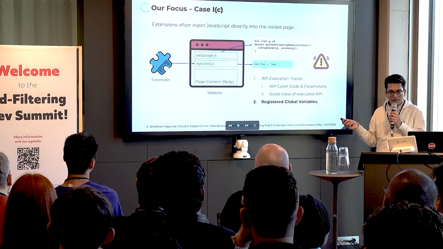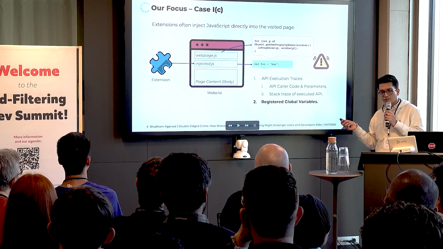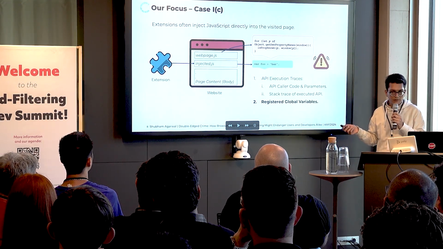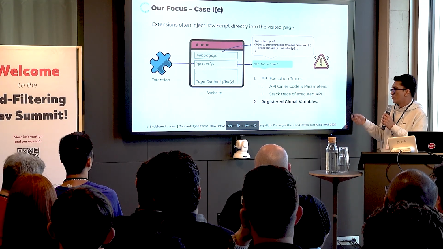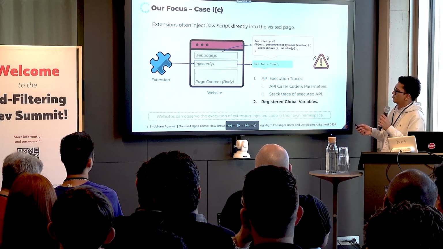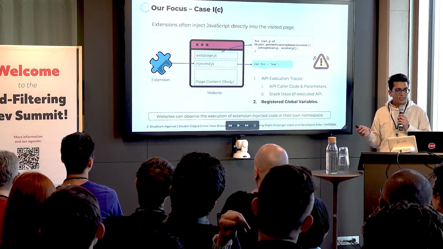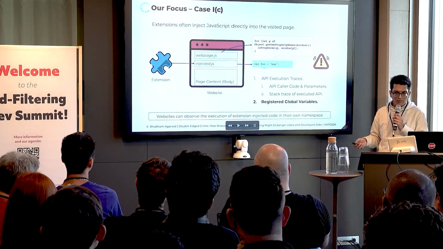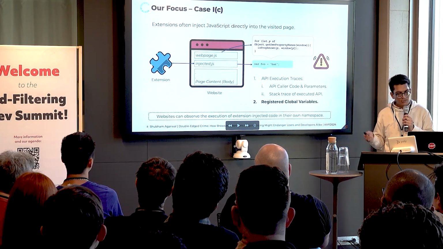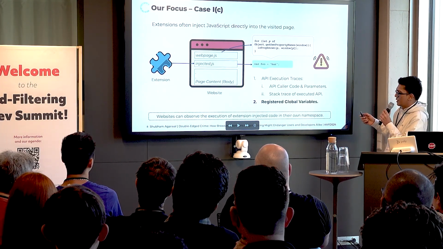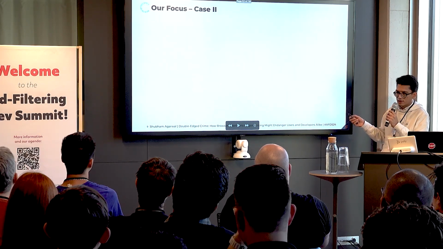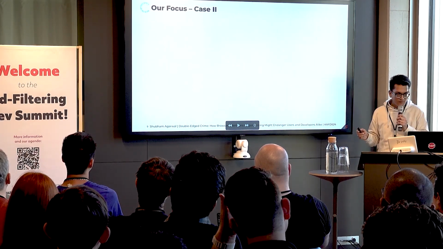And then we have global variable pollution. It's not even pollution, it's intended behavior in some sense, right? But this could lead to fingerprinting. So in a nutshell, extensions inject JavaScript, and these JavaScript execution traces are visible to the website JavaScript. And this could lead to fingerprinting and other things. There was something else that we also looked for.